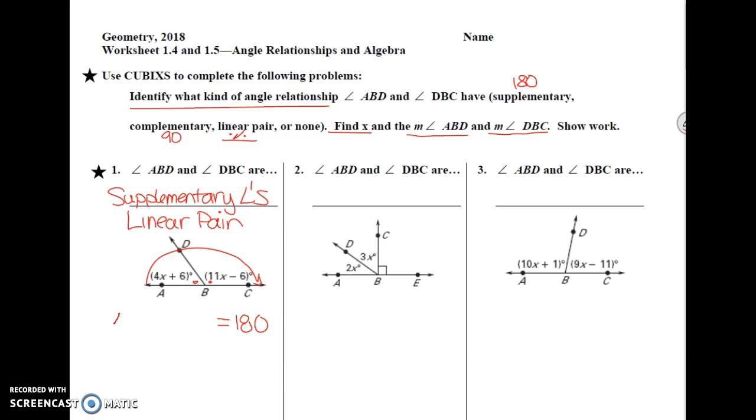So we will take our two angles in the diagram, 4x plus 6 and 11x minus 6, add them together, and equal it to 180 degrees. In this case, the 6's cancel out. They add to 0. 4 plus 11 is 15x, and that equals 180. Dividing both sides by 15, we get x to equal 12.